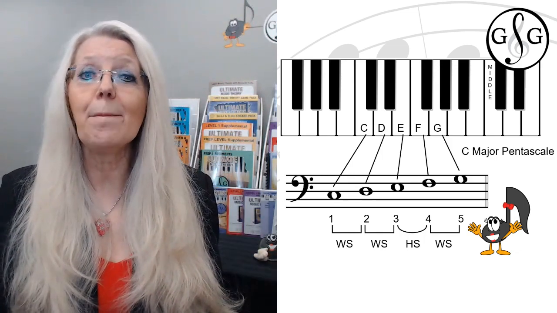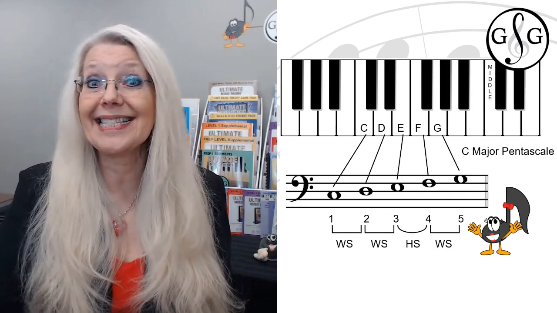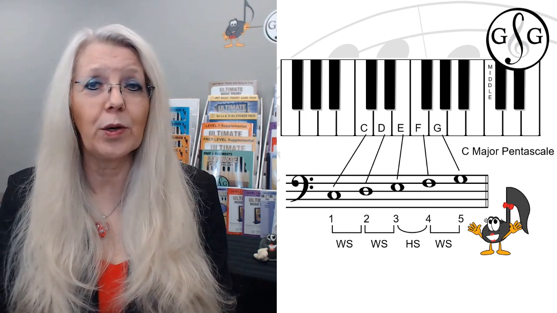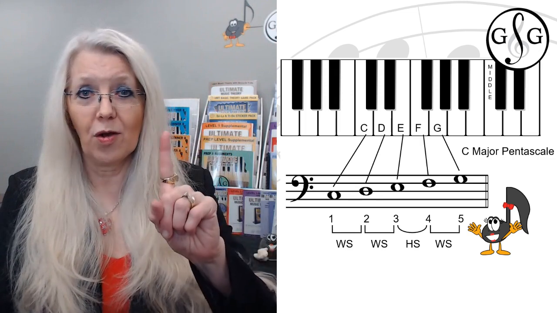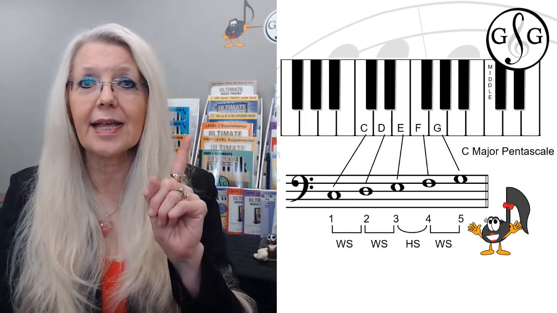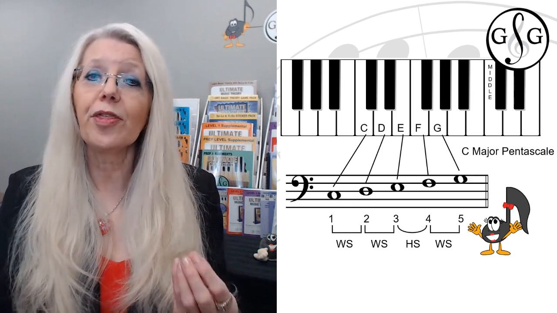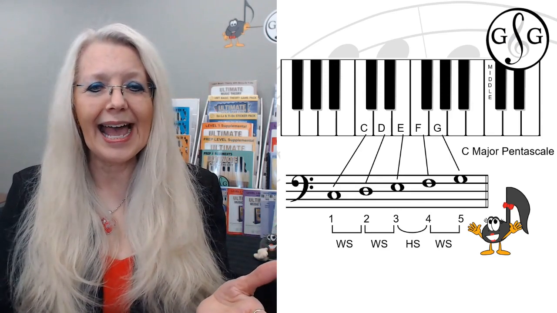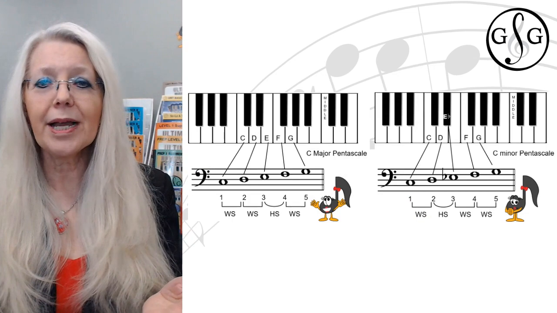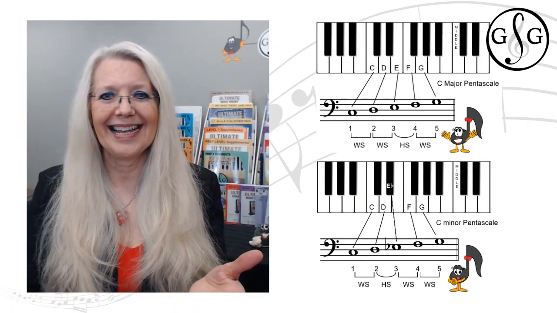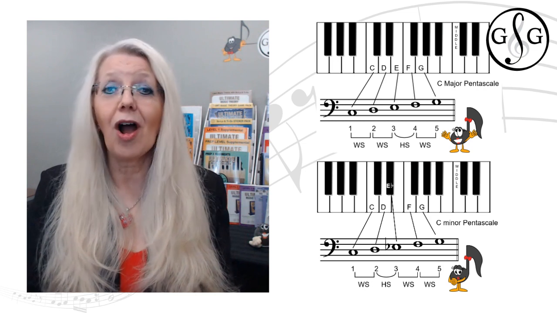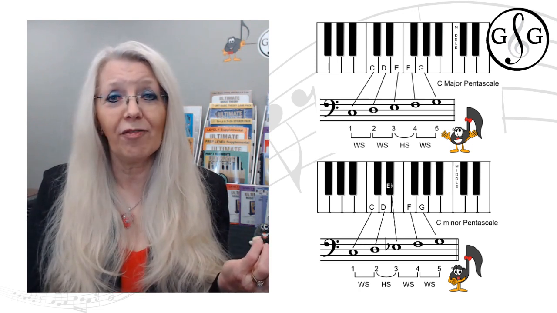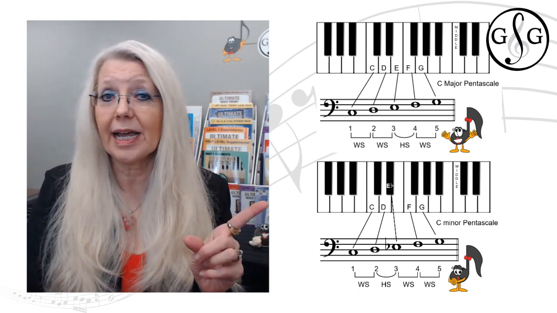What's interesting is that a major pentascale has a happy, sweet sound to it, right? Now remember, to change a major pentascale into a minor pentascale, we only need one note. One note to change a major pentascale into a minor pentascale. We lower the third note by 1/2 step. That's easy, right? So let's do it. Now let's add our major pentascale and our minor pentascale and see what that looks like. Here's C minor pentascale on the keyboard and in the bass clef. And you can see how E is lowered to E flat. Now I want you to listen to C minor pentascale.